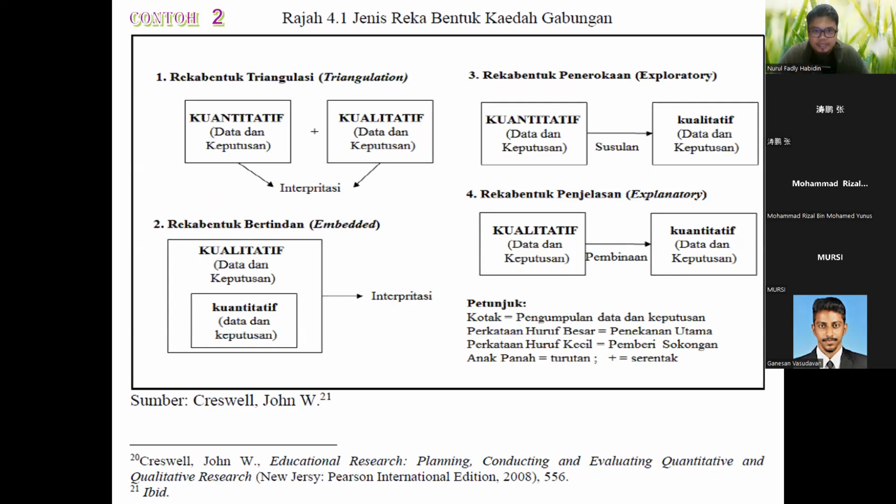If you study mixed method, we have triangulation, exploratory, embedded and explanatory. So it is really important. If you are using mixed method, you should know which type of mixed method yours is: triangulation, exploratory, embedded or explanatory. We also cover this in other weeks. We have a topic specifically on mixed method and multi-method. Today is just the introduction, so in research methodology we also cover mixed method and multi-method. This is another example from Creswell.